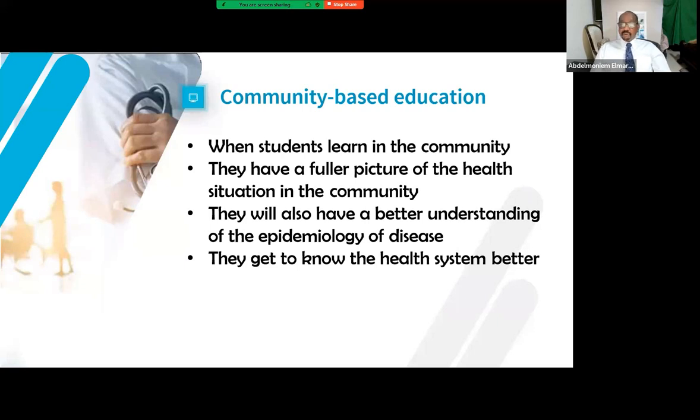They will also have a better understanding of the epidemiology of disease when they learn this epidemiology in the community. They also need to go out there and learn about the health system in your setting. This can only be gained fully through community-based education. So you need to visit hospitals, primary healthcare centers, other centers and programs like the malaria program, and rural hospitals and so on. You need to have a full picture about the health system in your community. So this is community-based education.